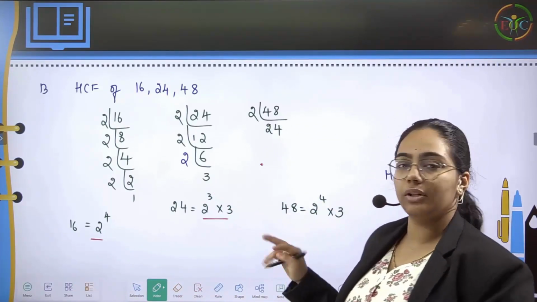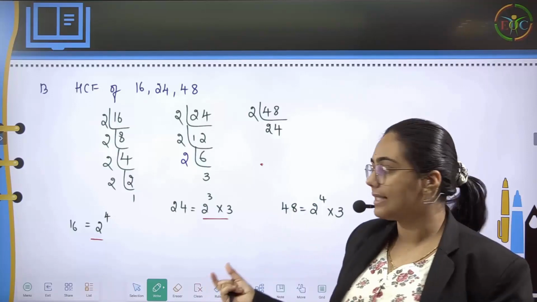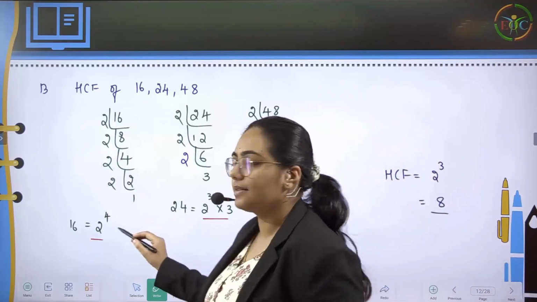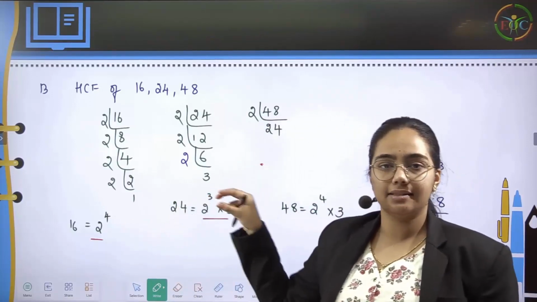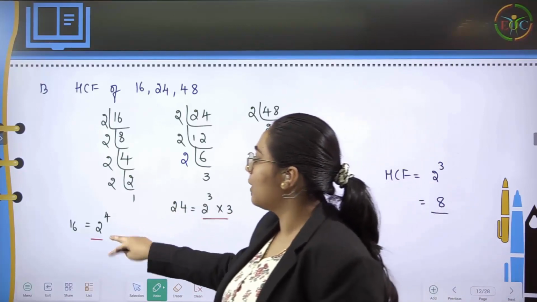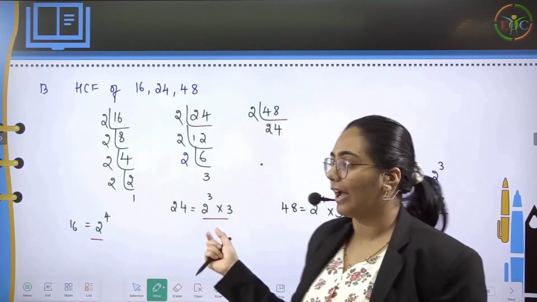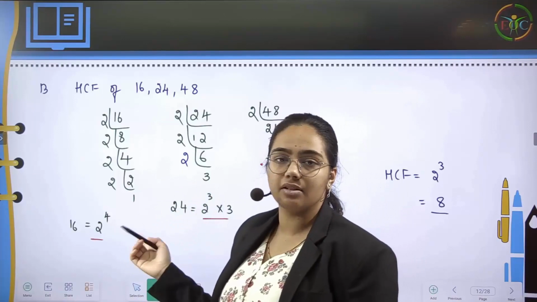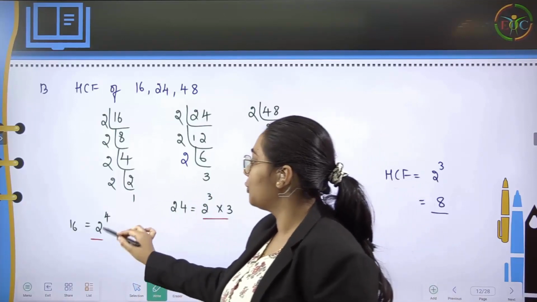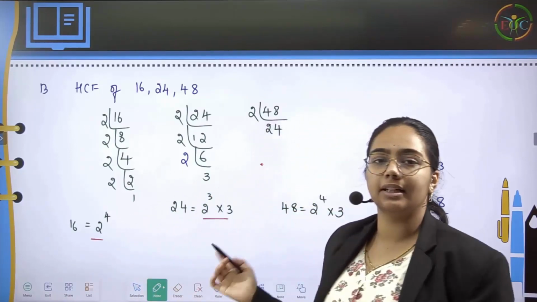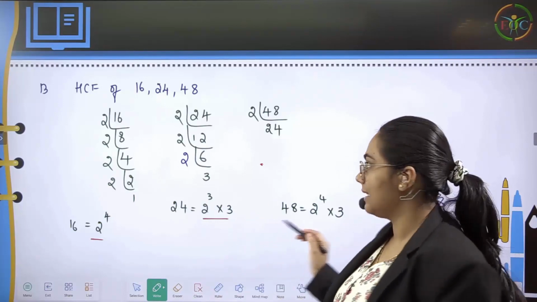Suppose for the same question I ask you for the LCM. For HCF we considered the least factor, so for LCM we need to consider the highest power. So 2 to the power 4 into 3 is going to be my LCM.